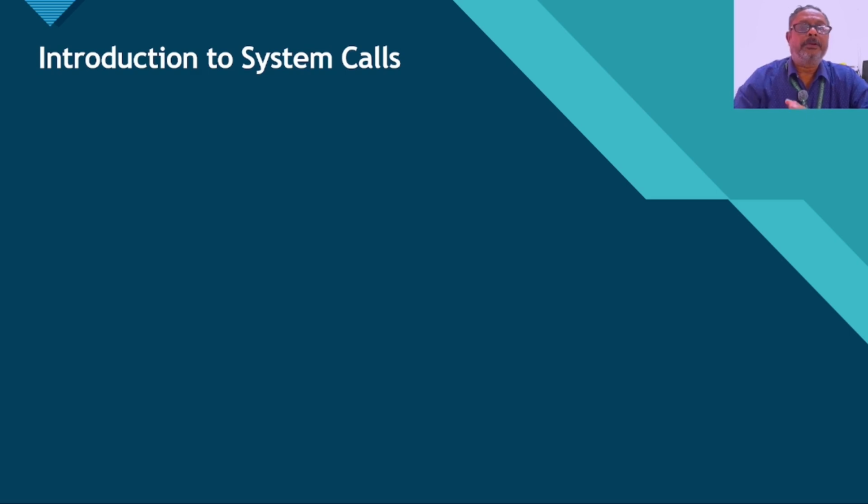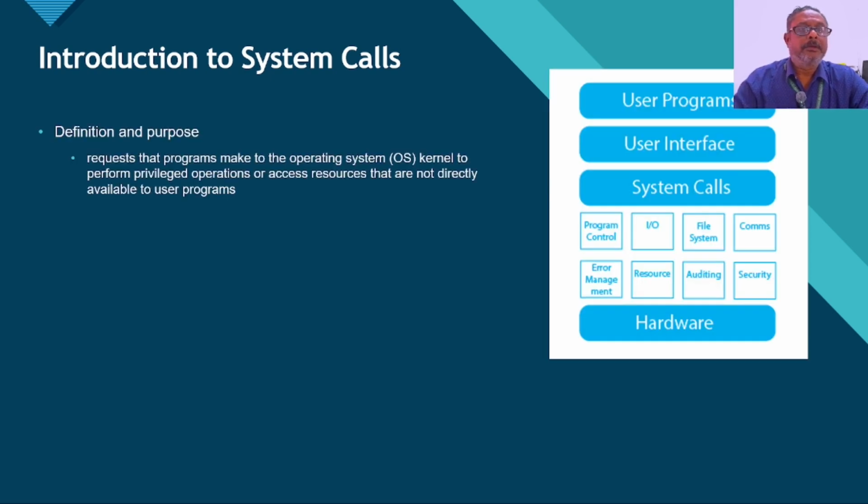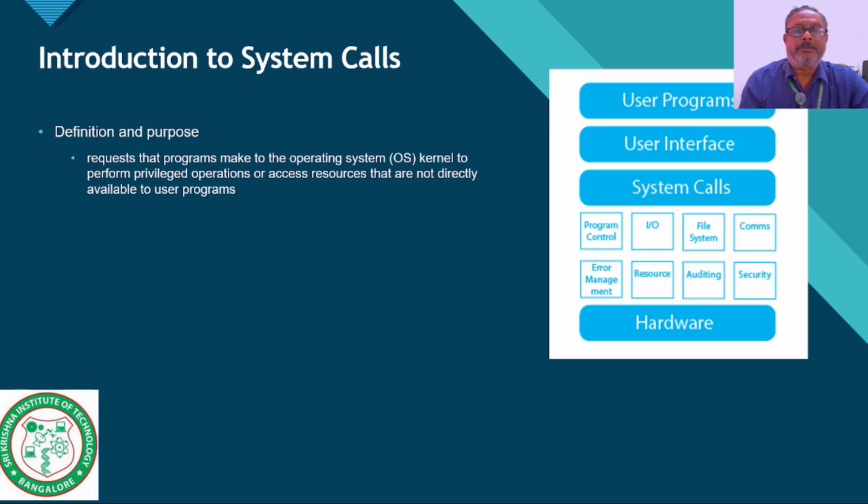Now, continuing our discussions, let's get an introduction to the system calls. A system call is one with which a program requests the operating system kernel to perform privileged operations or access resources that are not directly available to the user program.